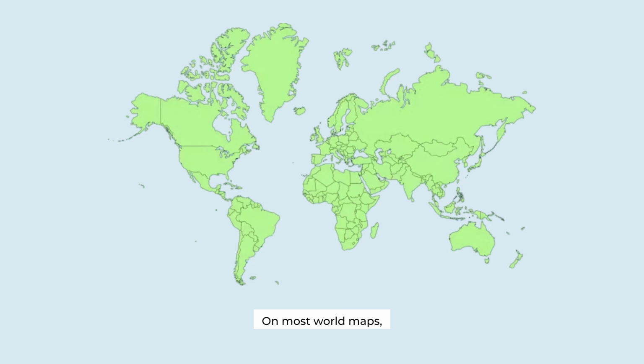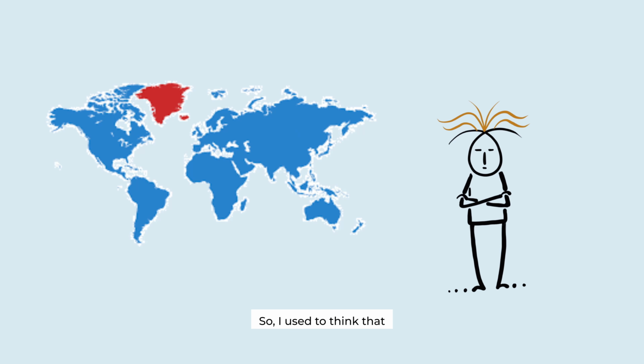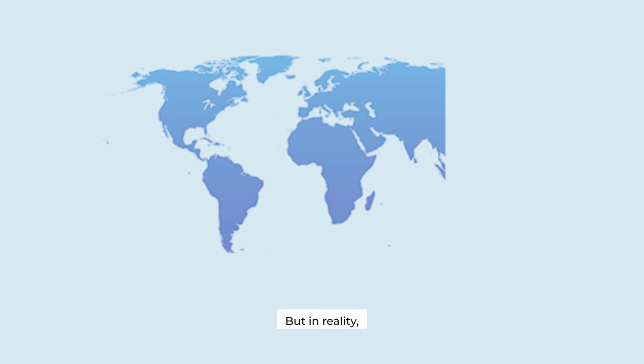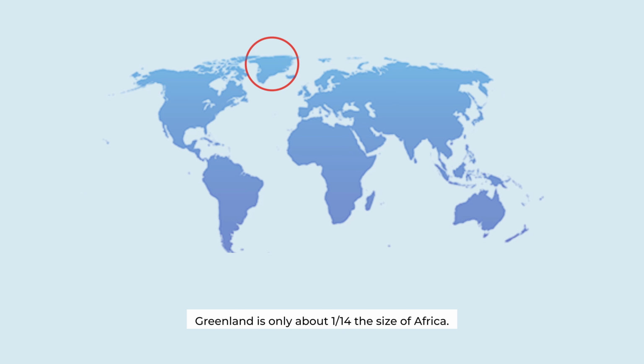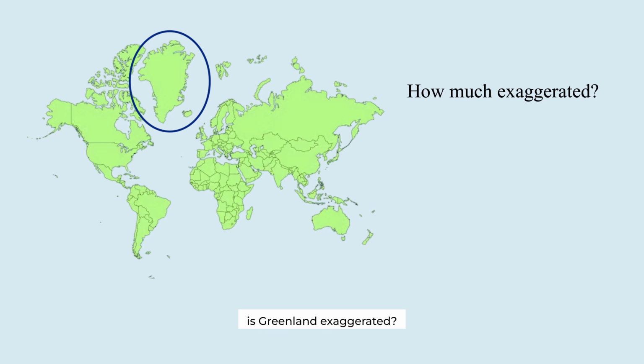On most world maps, Greenland looks so huge, almost the size of Africa. So I used to think that Greenland was one of the largest countries in the world. But in reality, Greenland is only about 1/14 the size of Africa. Just how much is Greenland exaggerated?